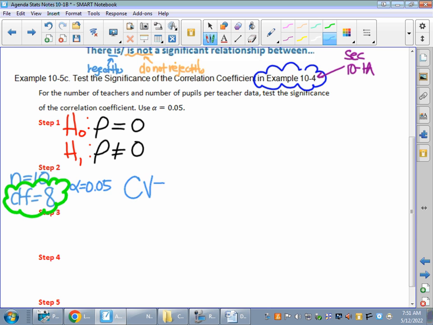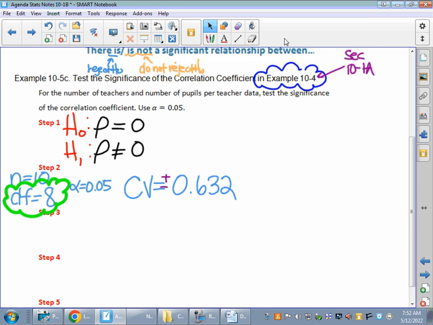So that means that our critical value from table I, when I look back, I'm going to look at the alpha equals 0.05. It's on the left side of the page. Go down to degree of freedom of 8. And I ended up with a critical value of 0.632. Now, this is two-tailed, positive and negative.